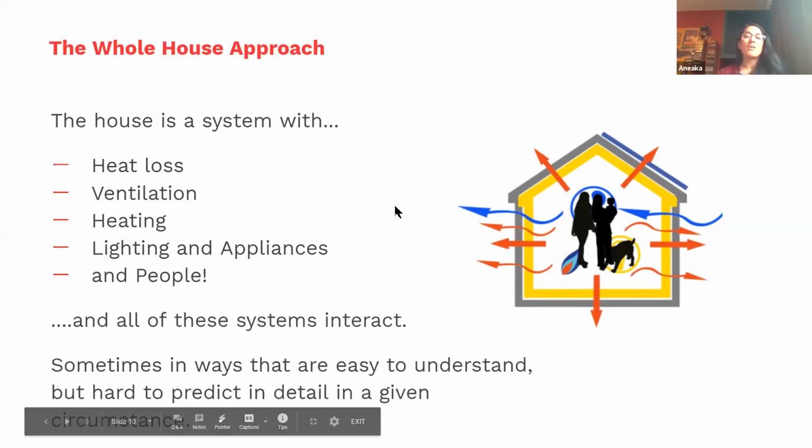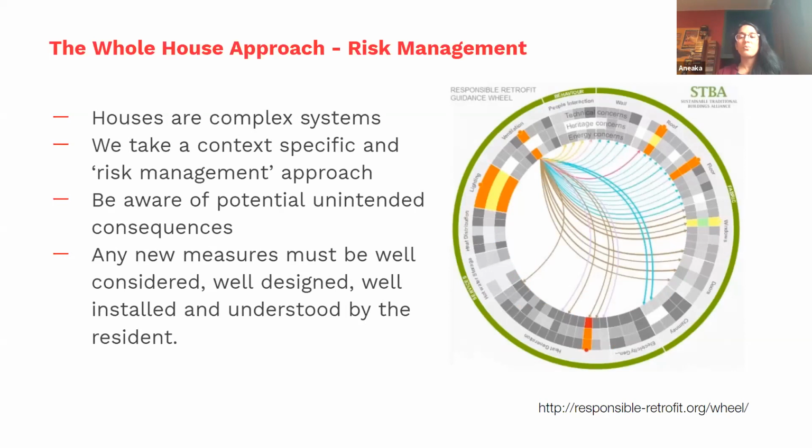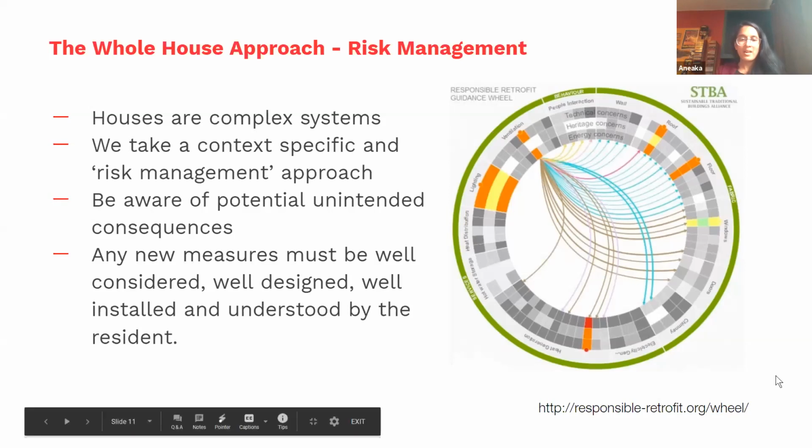So the idea around understanding a whole house approach is the fact that all of these different systems interact with each other. Sometimes in ways that are easy to understand, but in terms of what might happen when those systems interact, it can sometimes be hard to predict. So when thinking about making home improvements, we really need to think about the complexity of homes and also think about risk. So we really take a risk management approach.